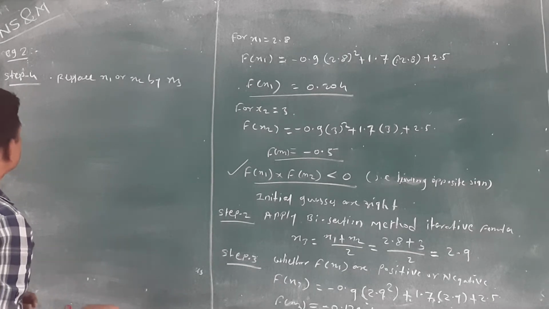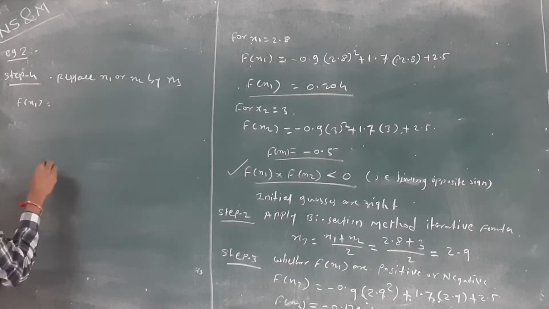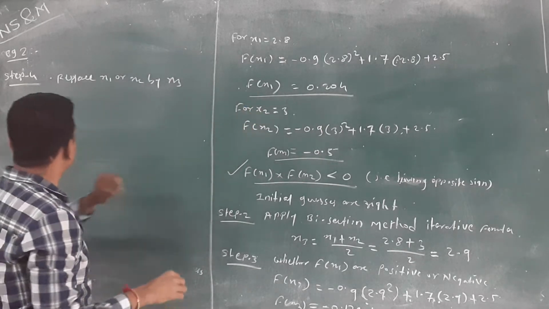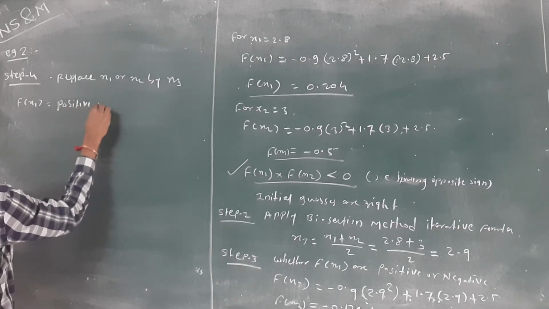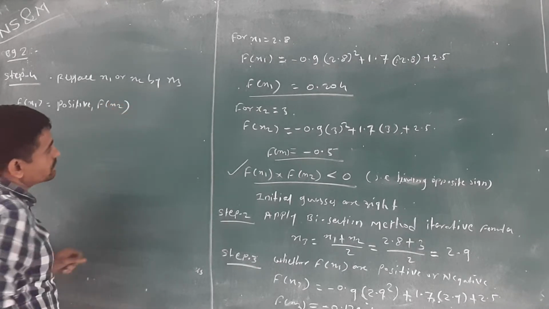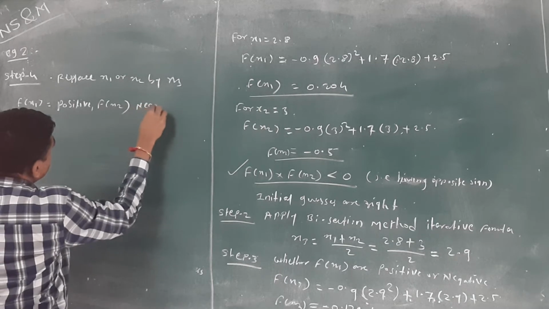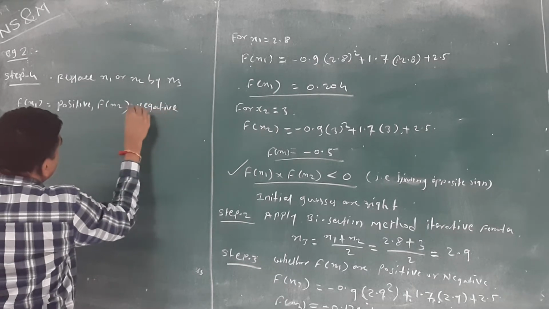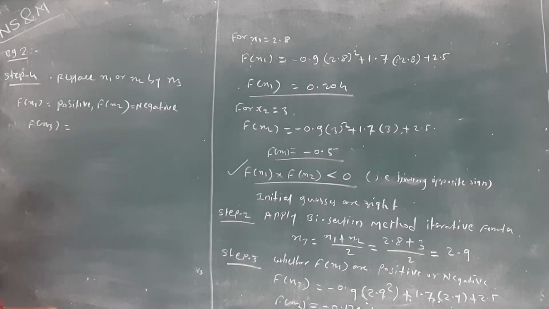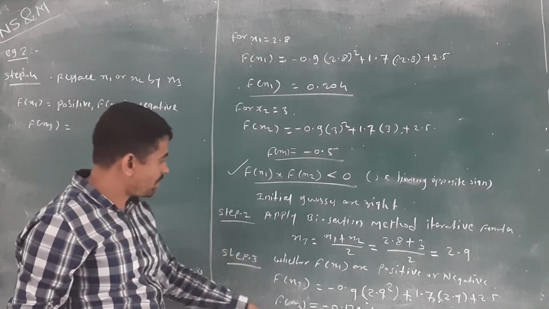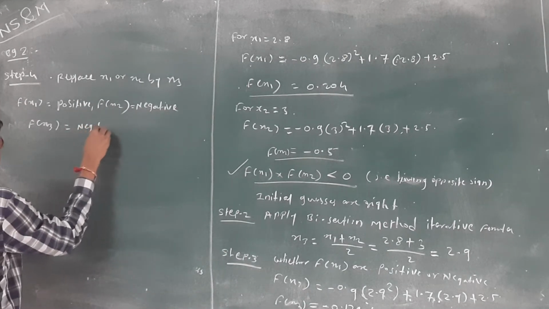And check what is the value of f of x1. F of x1 we have the positive value. This one is positive. I will write here positive. What is the value of f of x2? F of x2 we have the negative value. And what is the third one? F of x3 we have which value? F of x3 again negative value.